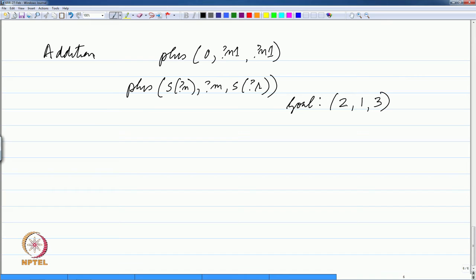Remember that 2 is the successor of 0, 1 is the successor of 0, and you want to show that this formula is true essentially. Sorry, let me finish that first, plus n m r essentially. So, really the goal should match the left hand side essentially.